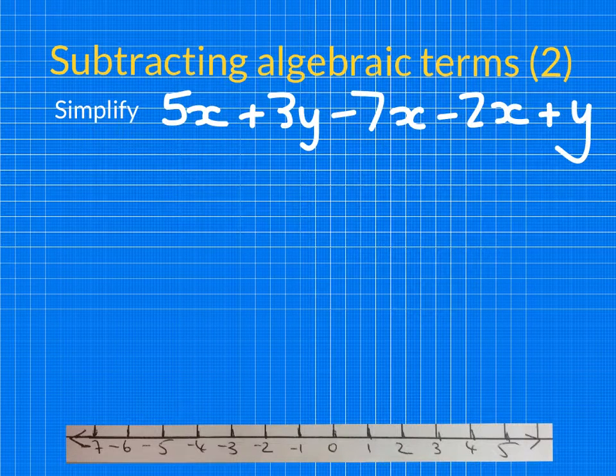Subtracting algebraic terms. When we are subtracting algebraic terms, it's often called simplifying, because when we subtract and we don't know the exact value of the answer, because we've got x's and y's or other letters which we don't know the numerical value of, we can't come up with an exact answer. We can only come up with a simplified version of what we started off with.